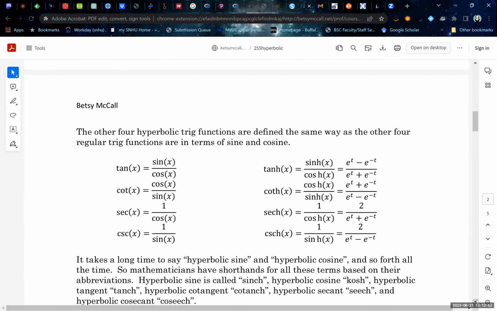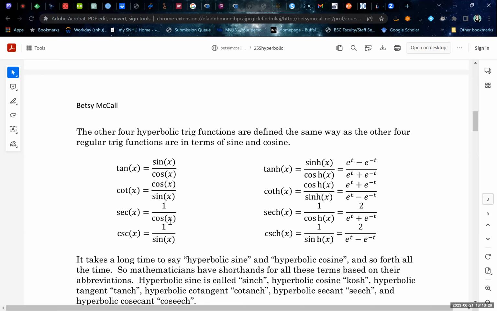Now, the other 4 hyperbolic trig functions are defined basically the same way their regular trig functions, the circular trig functions, are defined. So hyperbolic tangent is defined as hyperbolic sine over hyperbolic cosine. And if you simplify that, you get, again, a definition entirely in terms of real exponentials. Cotangent is defined as cosine over sine. So hyperbolic cotangent is hyperbolic cosine over hyperbolic sine. And again, it's just the reciprocal of tangent.